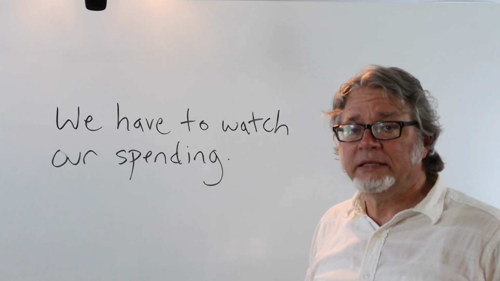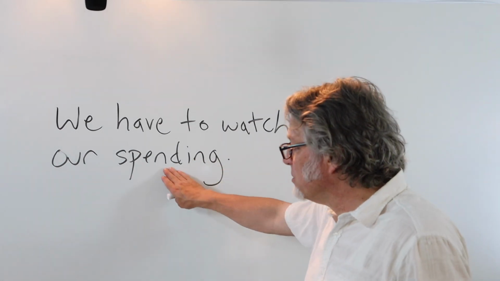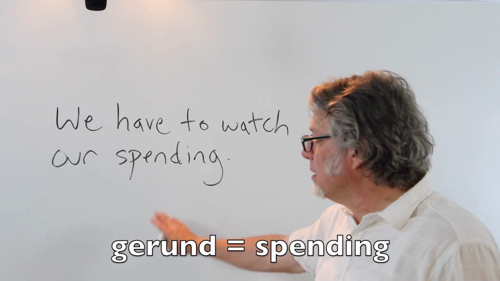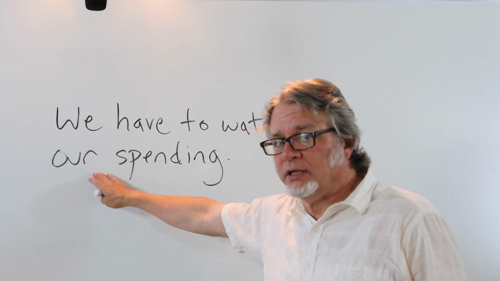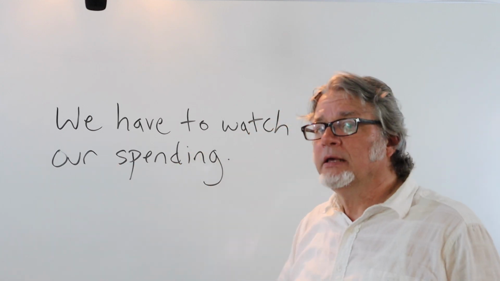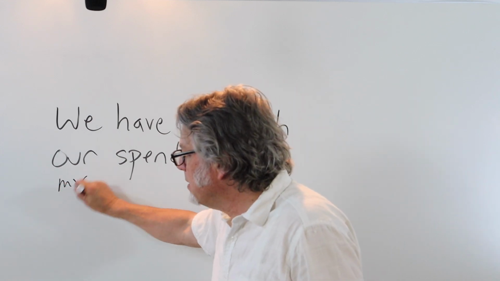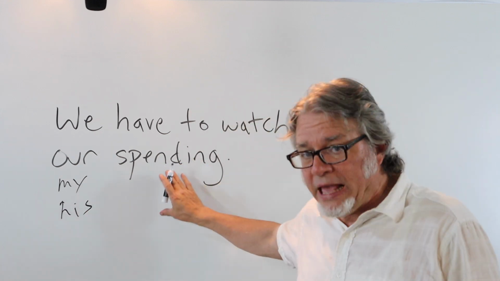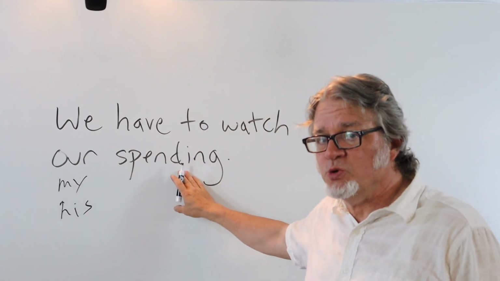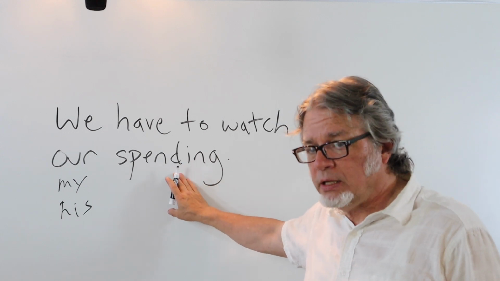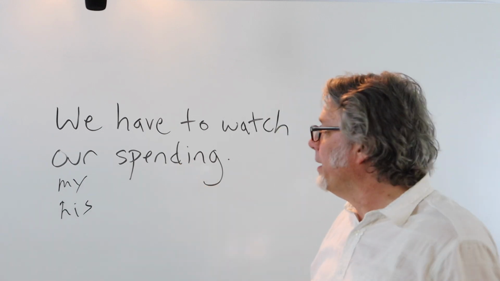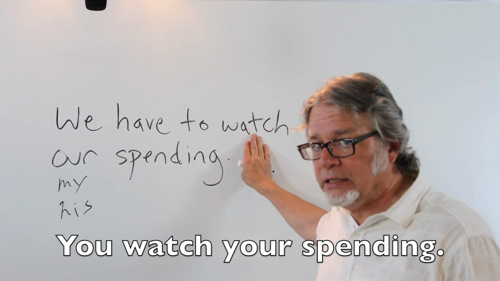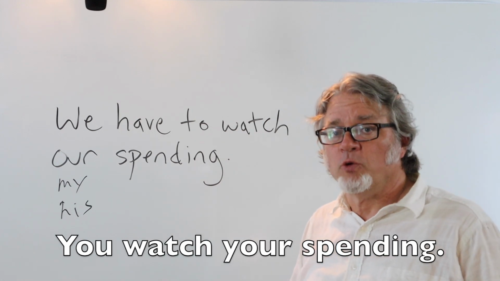To use the word spend as a noun, you usually have to create a gerund. We have to watch our spending. My spending, your spending, his spending. This is the amount of money. Our spending, my spending, his spending, her spending. This is the behavior that's related to spending. How do you spend money? That's your spending. And the word watch is often used in this case. You watch your spending. You are careful with your money.